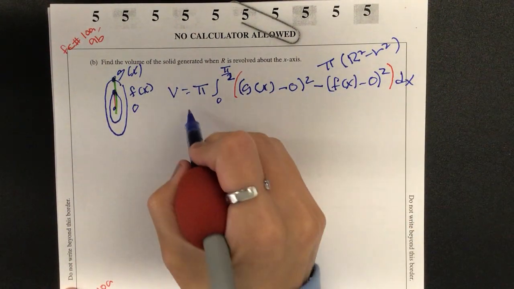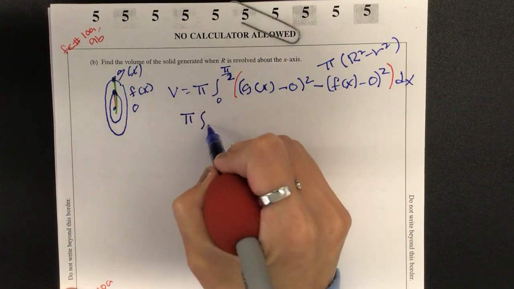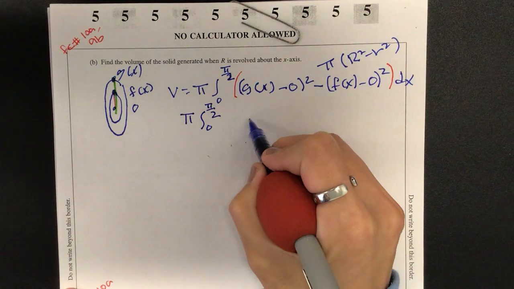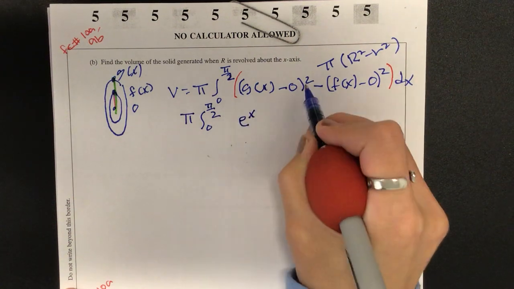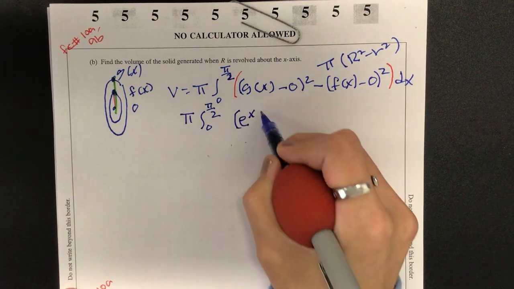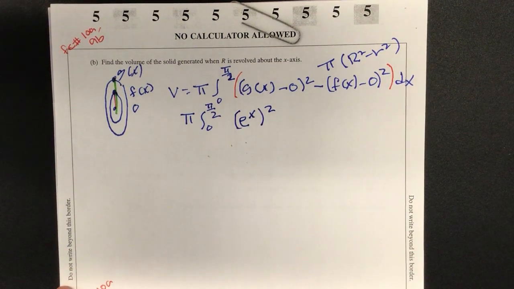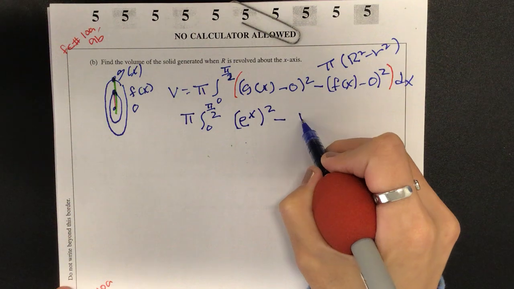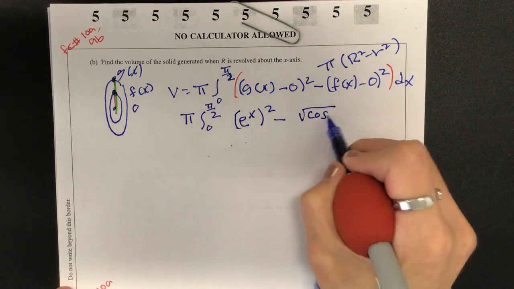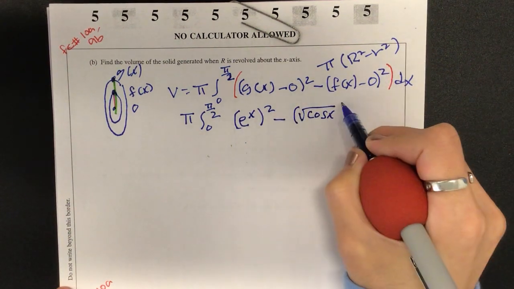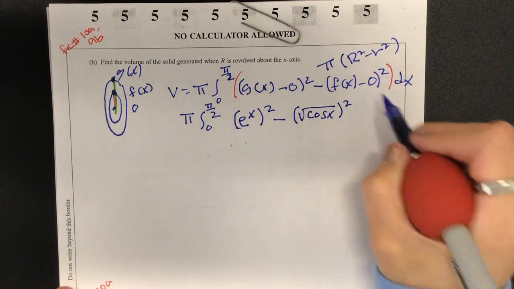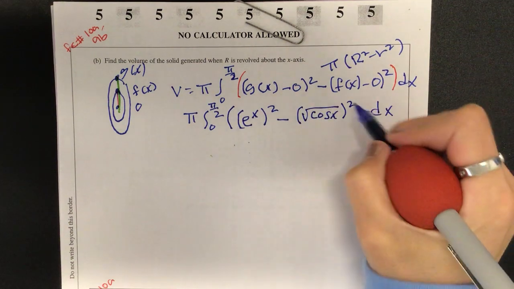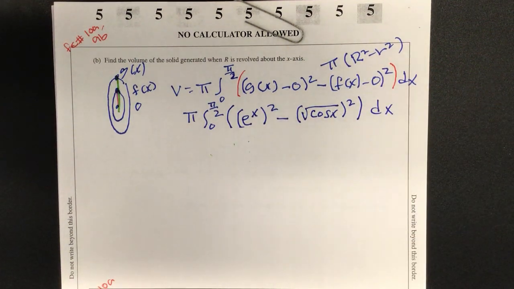What's going to go in place of g of x? Look at the front. e to the x. Good, e to the x. So I'm going to put in e to the x, all squared. Any questions on that piece? Okay. Minus, what was f of x? Square root of cosine of x. And again, all squared. This is kind of nice because that's going to cancel out. And then we have dx, and we are integrating the whole thing.